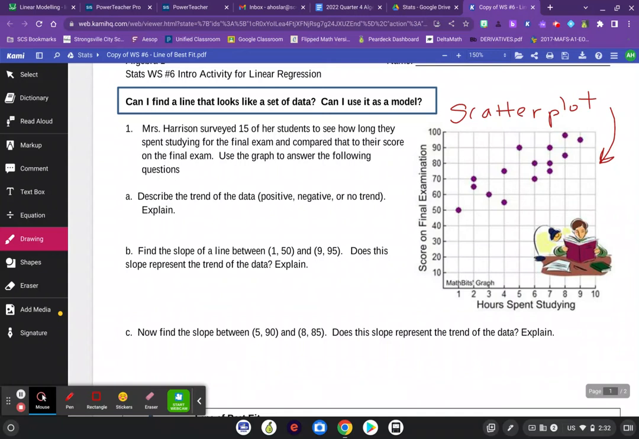It says Mrs. Harrison surveyed 15 of her students to see how long they spent studying for the final exam and compared that to their score on the final exam. Use the graph to answer the following questions.